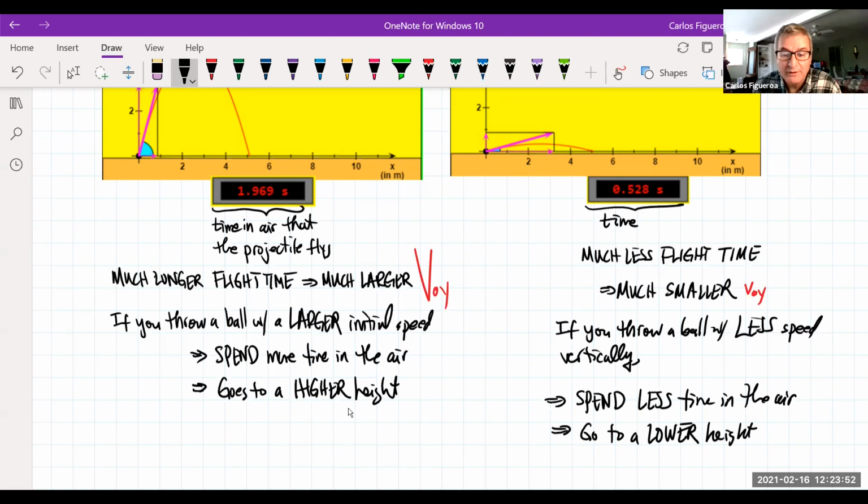So what you're seeing here is that a longer V initial y tells you two things. It's going to be in the air a longer time, and it's going to go to a higher height. If I have a smaller V initial y, it's not going to be in the air as long, and it's going to go to a smaller, lower height. That V initial y determines those details here.